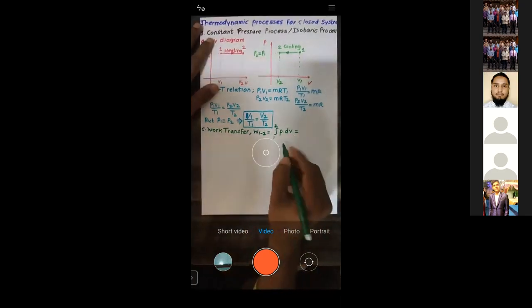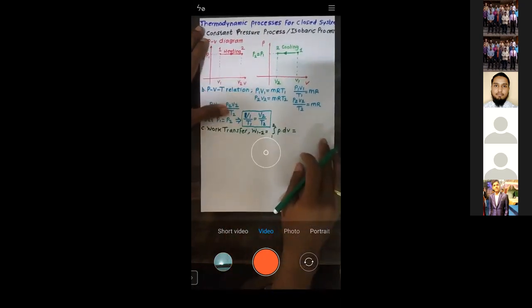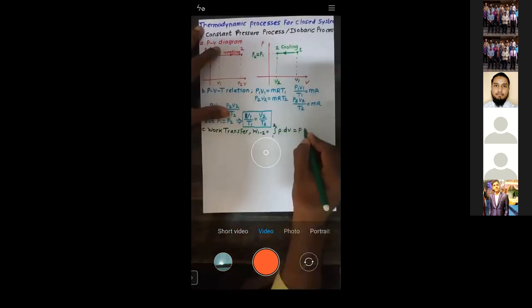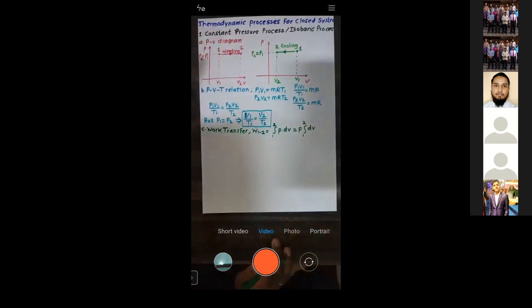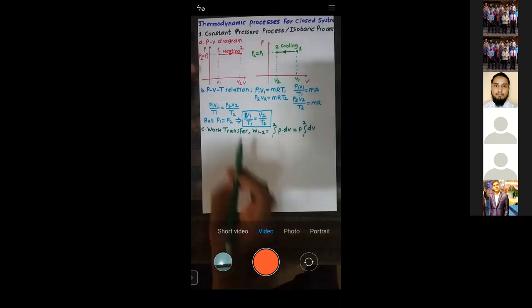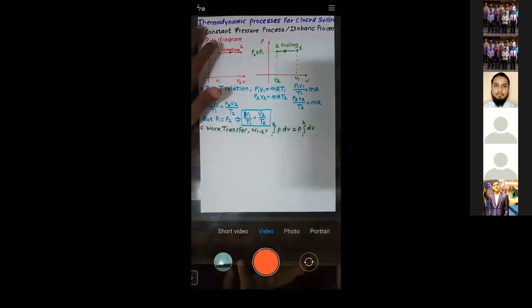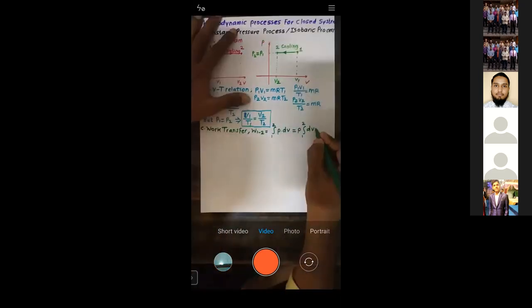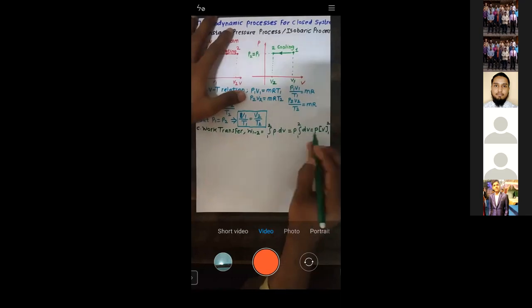Now see, in this process, pressure is held constant, right? Pressure is constant, so I will take it out of the integration. Pressure is held constant because you can see P2 is equal to P1. That's why I took it outside the integration. So it is P into dV, which is equal to P times the integration of dV. What is the integration of dV? It is V for the process 1 to 2.